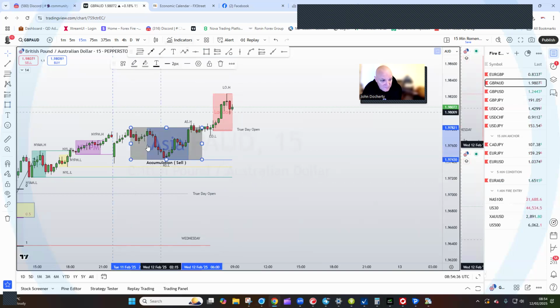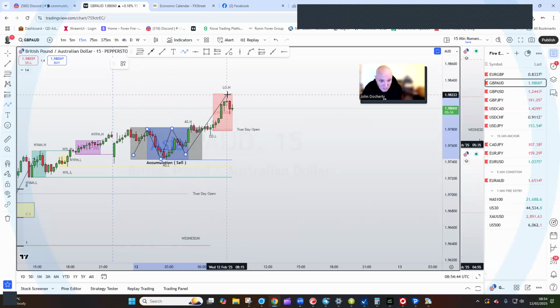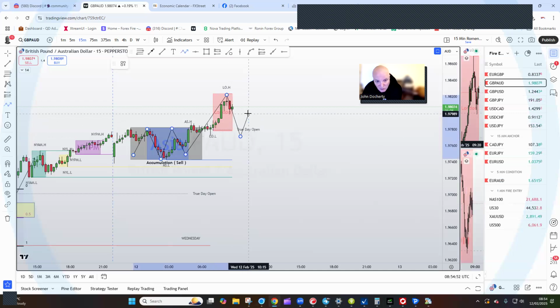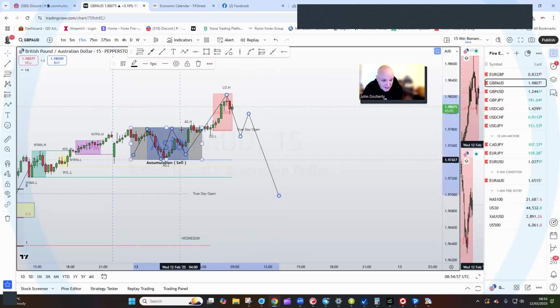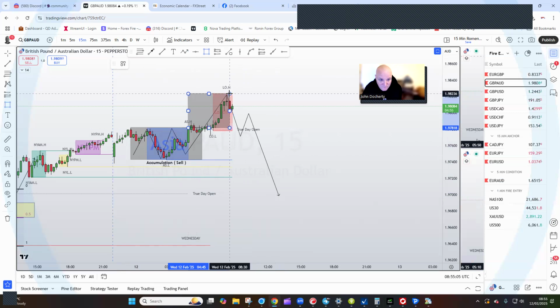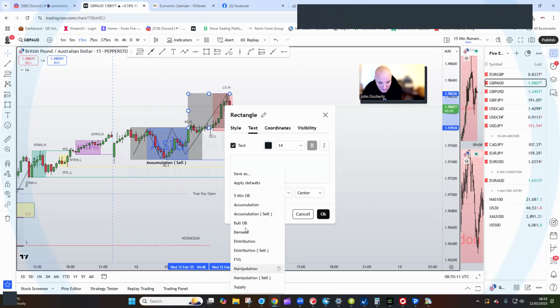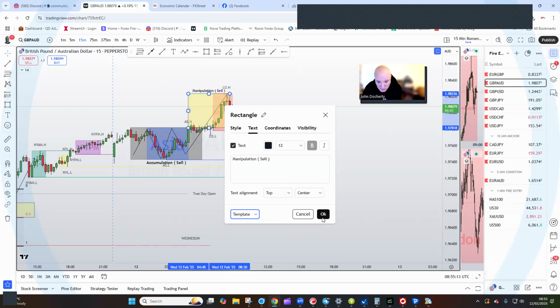Accumulation, why? Simply because price during Asia has just been inside of a box, okay? Manipulation came due to a breakout, okay? When we get that, we want to come back inside, come back to maybe an FVG, and then the delivery of price, okay? So again, we've got the accumulation. Where is the manipulation? Well, it came in the form of a breakout here, okay? And we just highlight this and we just say, right, that's the manipulation sell point.